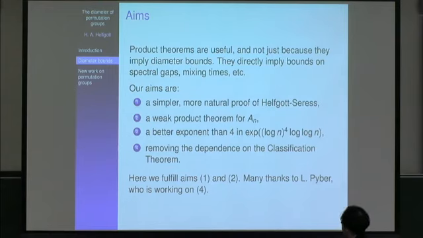So goals 1 and 2 are simply to give a better proof of Helfgott-Seress. What do I mean by better? Not just shorter and clearer, but my goal was to unify the proof there with what I had done before and what other people had done before for matrix groups, to the extent possible. That gives in particular a weak product theorem. It cannot be a strong product theorem in the sense of SLN, because that would be false, as I said. And Pyber is working on removing the dependence on classification.